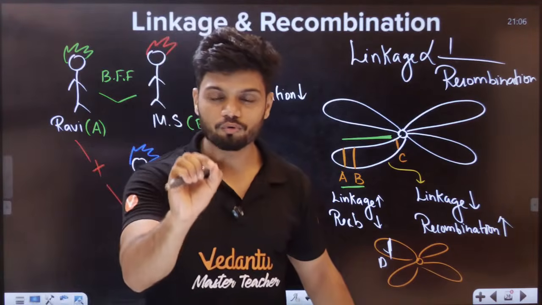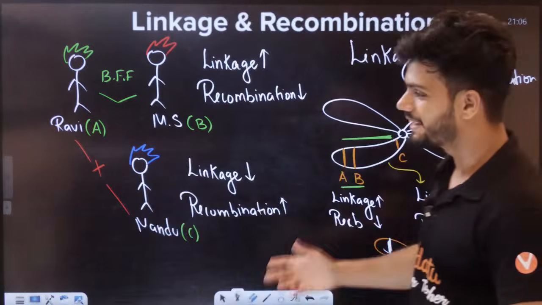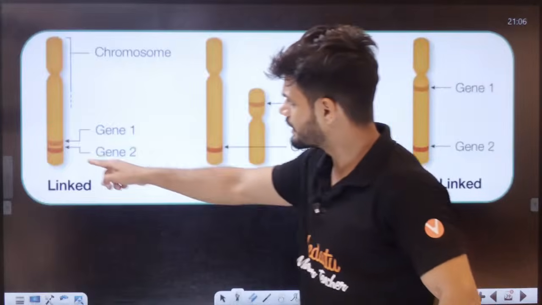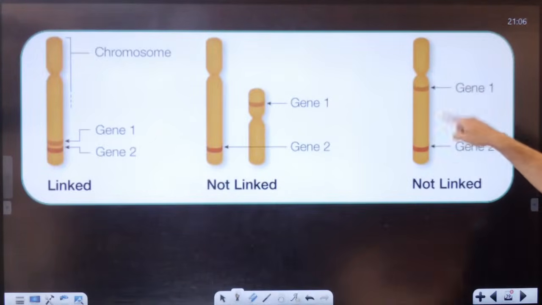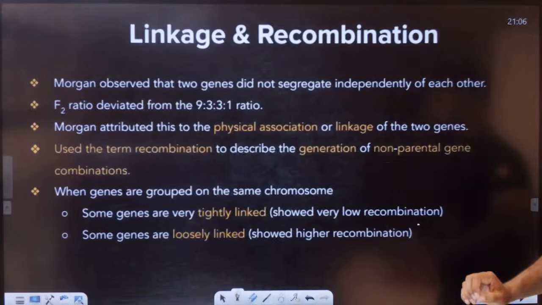Students, right now you learnt a beautiful concept, that is linkage and recombination. You can see here, they are linked, and here they are not linked, very far from each other. So, that is linkage and recombination.